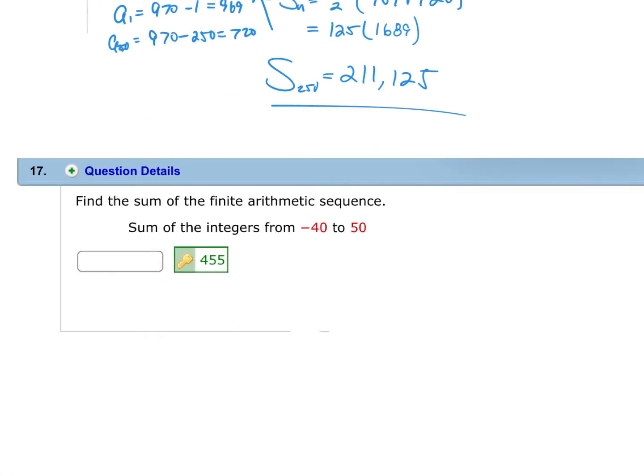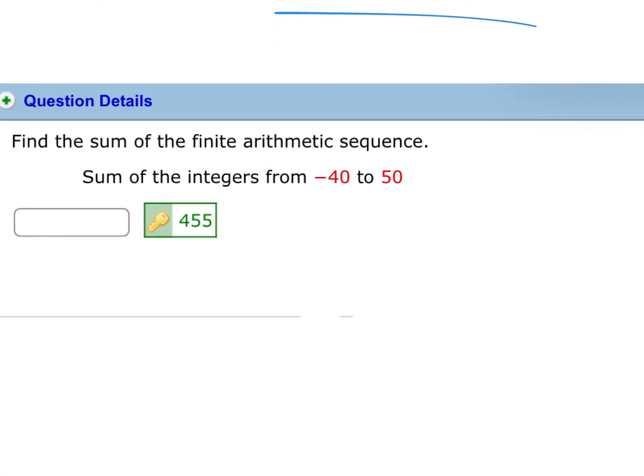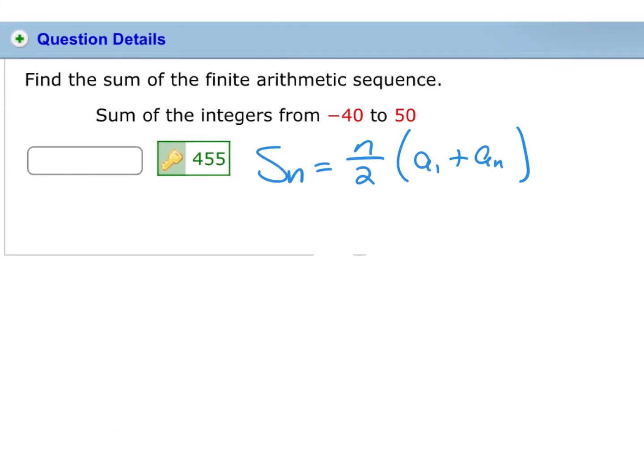All right, look at this last one. I want to show you this because every single one of you will have a question like this on WebAssign. There's a couple that are a little tricky. That's why I'm going to let you work on it tomorrow in class. If you have questions, you can ask me. But I need the sum of the integers from negative 40 to positive 50. So I want the sum of the integers. Sum means I got to use this formula.